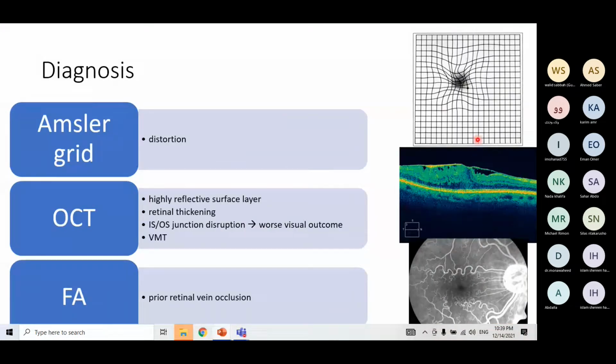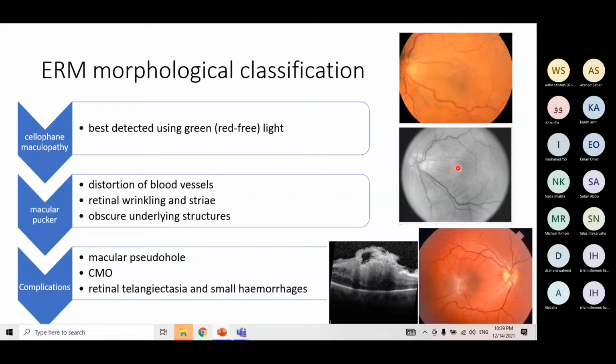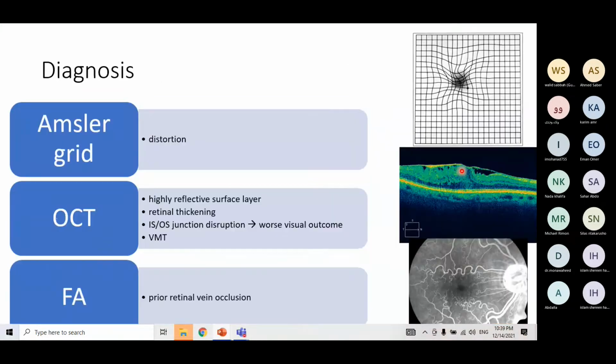The Amsler grid will show distortion. On OCT, this is a cellophane maculopathy, and usually the epiretinal membranes are seen better in the red-free light. So if you have an epiretinal membrane, shift to the red-free, the green light, and look, you will appreciate it better. Okay.